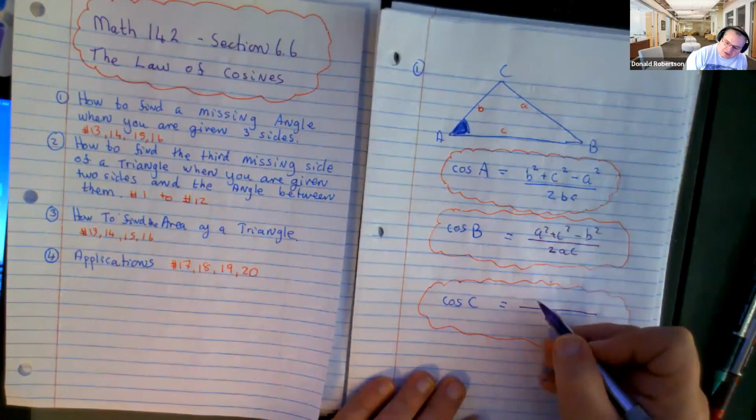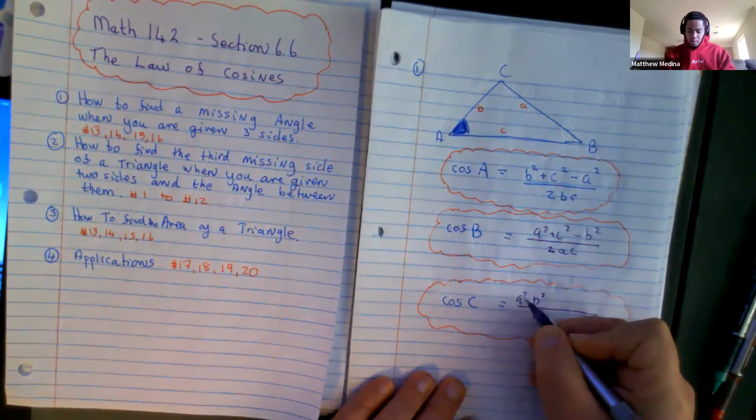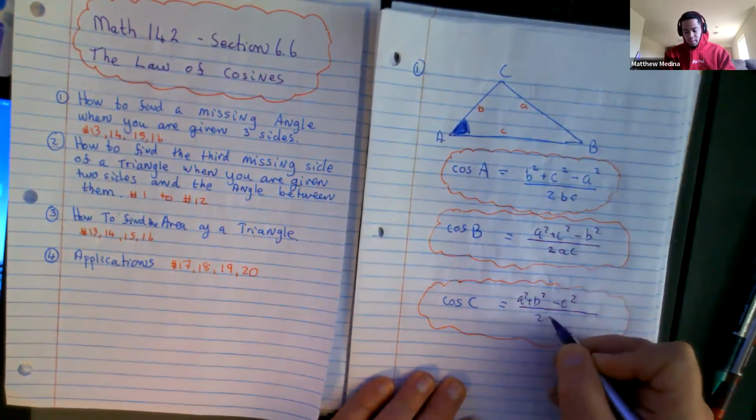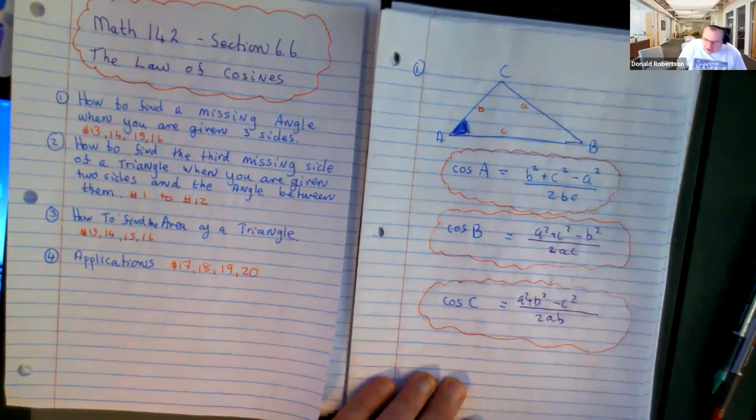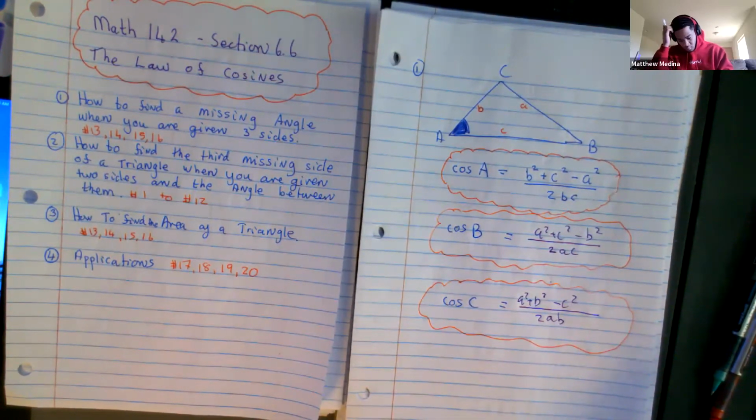Cosine C. What would you do? A squared plus b squared minus c squared over 2ab. Right. Well, you agree you only really need to memorize one, and then you can figure out the others.